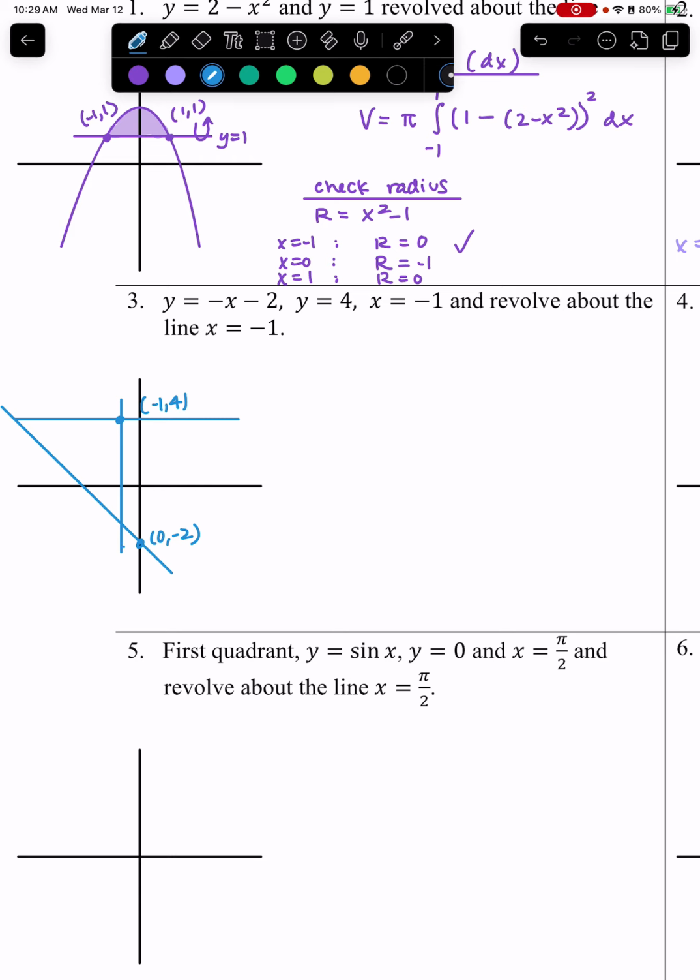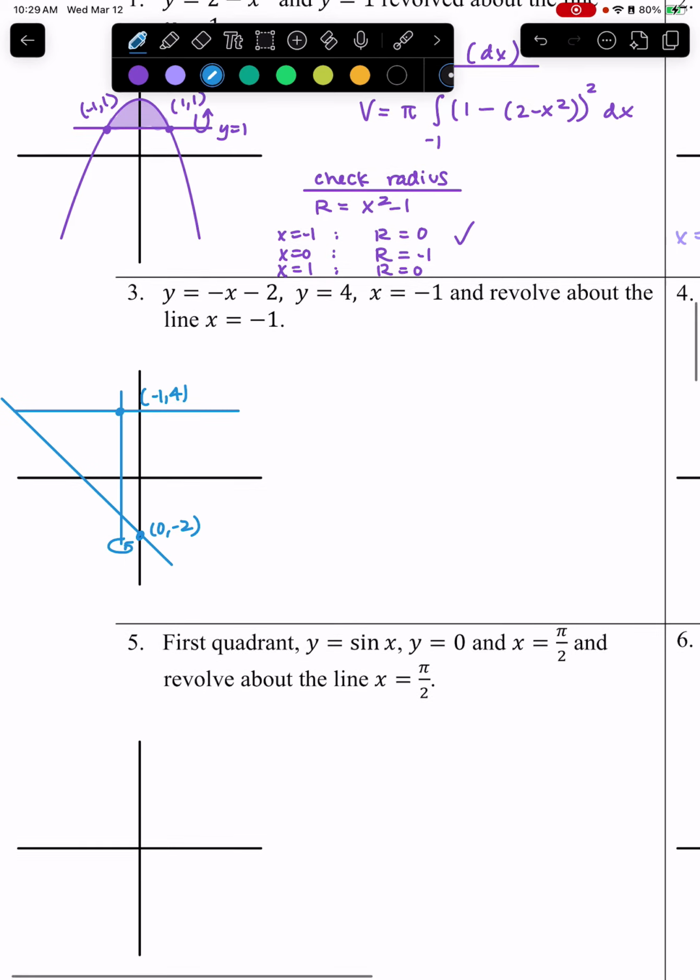We're rotating about this x equals negative 1 axis. If we set y equal to 4 and add 2 on the other side, we get 6 equals negative x, so x equals negative 6. So this is negative 6, 4. This is our region here.